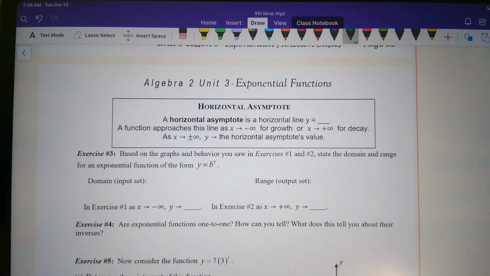Next, the horizontal asymptote is a horizontal line y equals some number. A function approaches this line as x goes to negative infinity for growth. That's growth, when we're increasing.